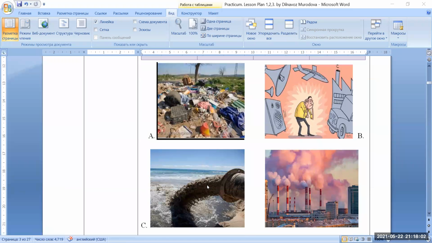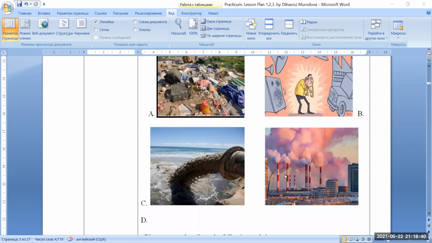Water pollution. Why do you think so? Maybe because water is dirty. Yes, it's water pollution. Factories are pouring their waste into the ocean. The dirt is coming from factories into the water. Okay, and the last one, look at the last picture. Air pollution. Yeah, factories are polluting the air. Okay, guys, thank you very much.